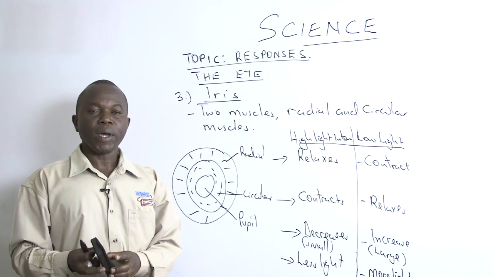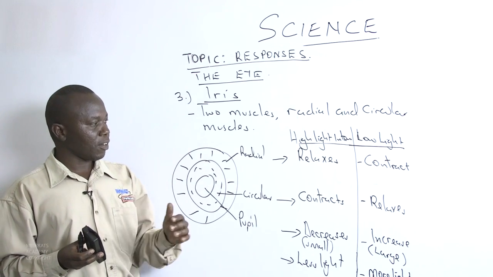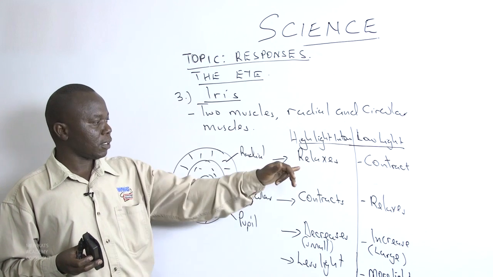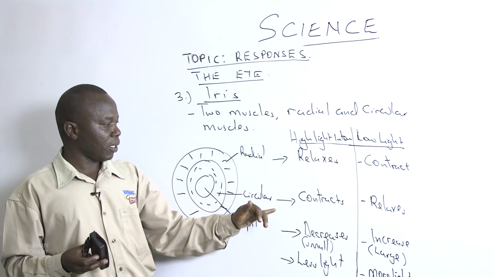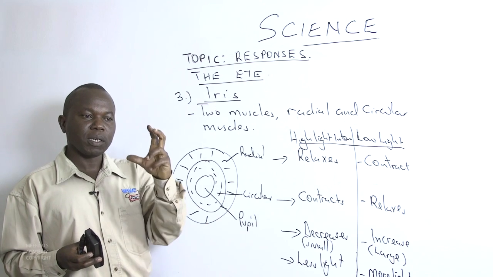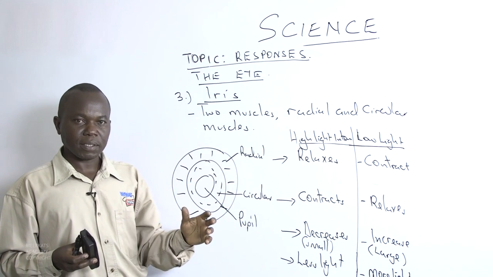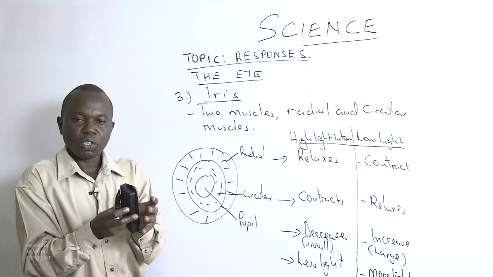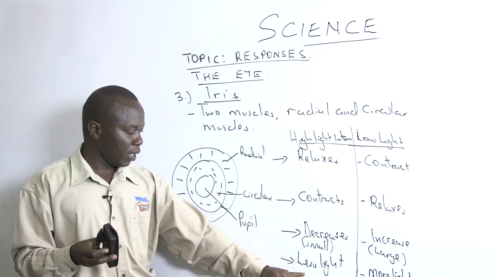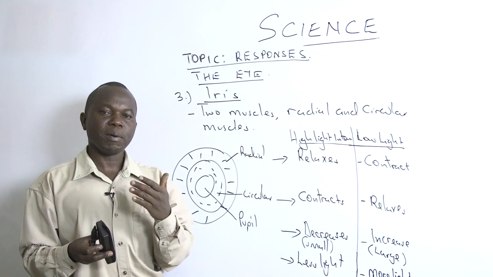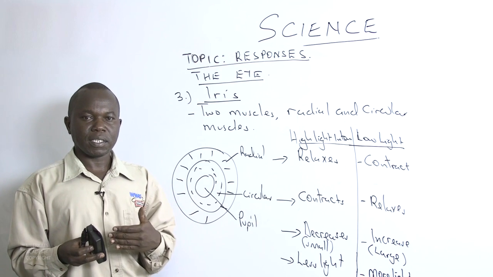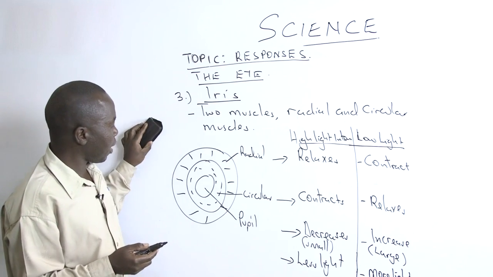That's why when you look at a very bright light, the sequence of events that happens in the eyes are as follows: radial muscles relaxing, circular muscles contracting, decrease in pupil size. That's why sometimes you will squint your eyes, to help the radial muscles contract so that they reduce the size of the pupil to allow in less light. Remember, we have said a lot of light reaching the retina usually damages the retina. We are going to find out how that happens.